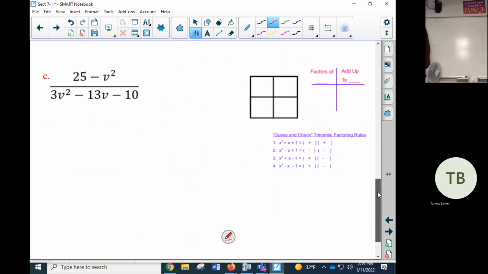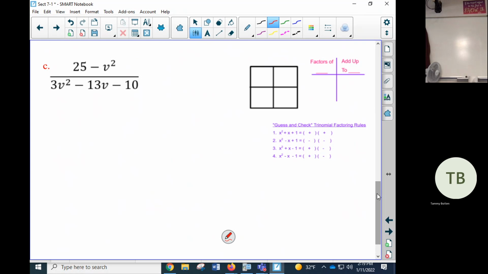Okay. All right, now if we look at this, on the top here, does this look like difference of squares? This is a perfect square, right? This is a subtraction, and this is squared. So is that difference of squares? Yes, even though that 25 is in front, that's still difference of squares.